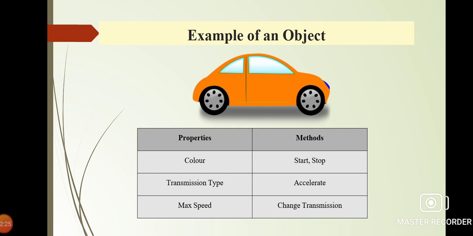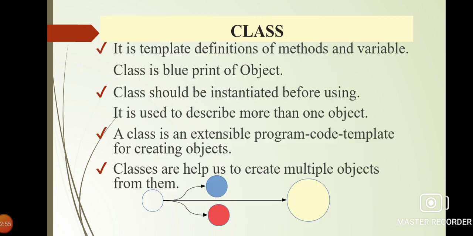This is an example of an object. This is a car. The properties of a car are color, transmission type, and maximum speed. The methods of the car are start, stop, and accelerate. It can also change the transmission. So the properties and methods come under the criteria of an object.